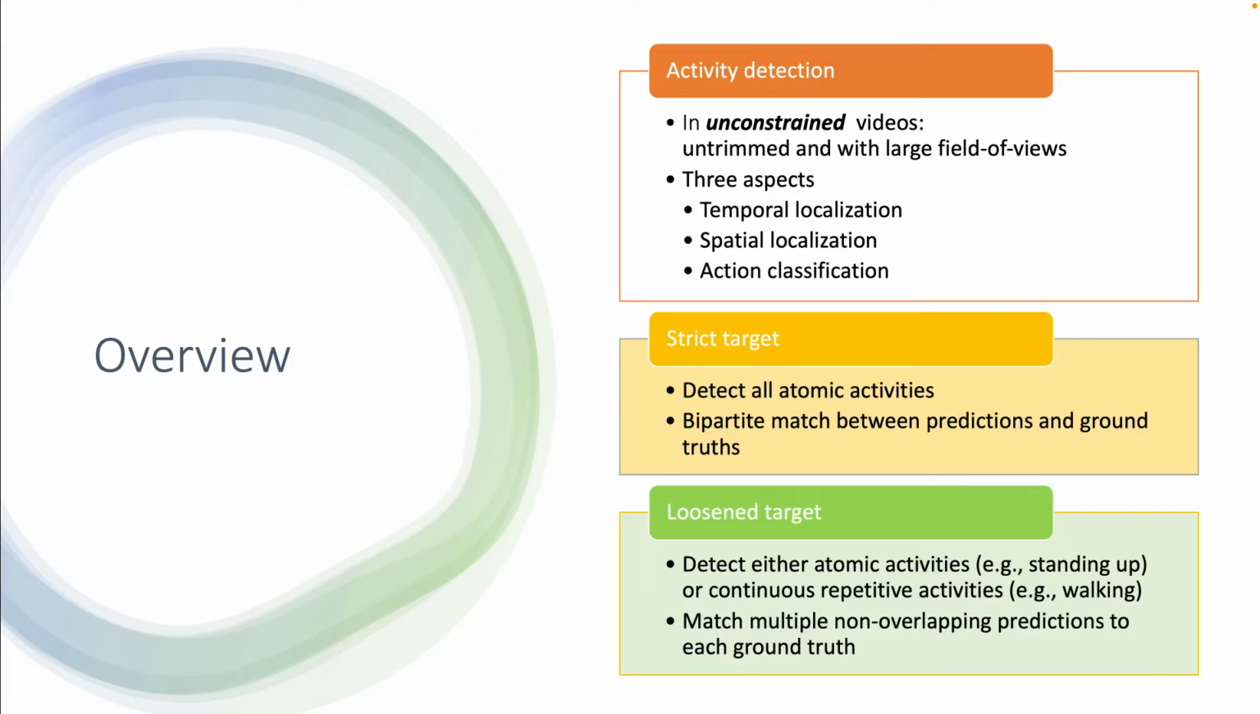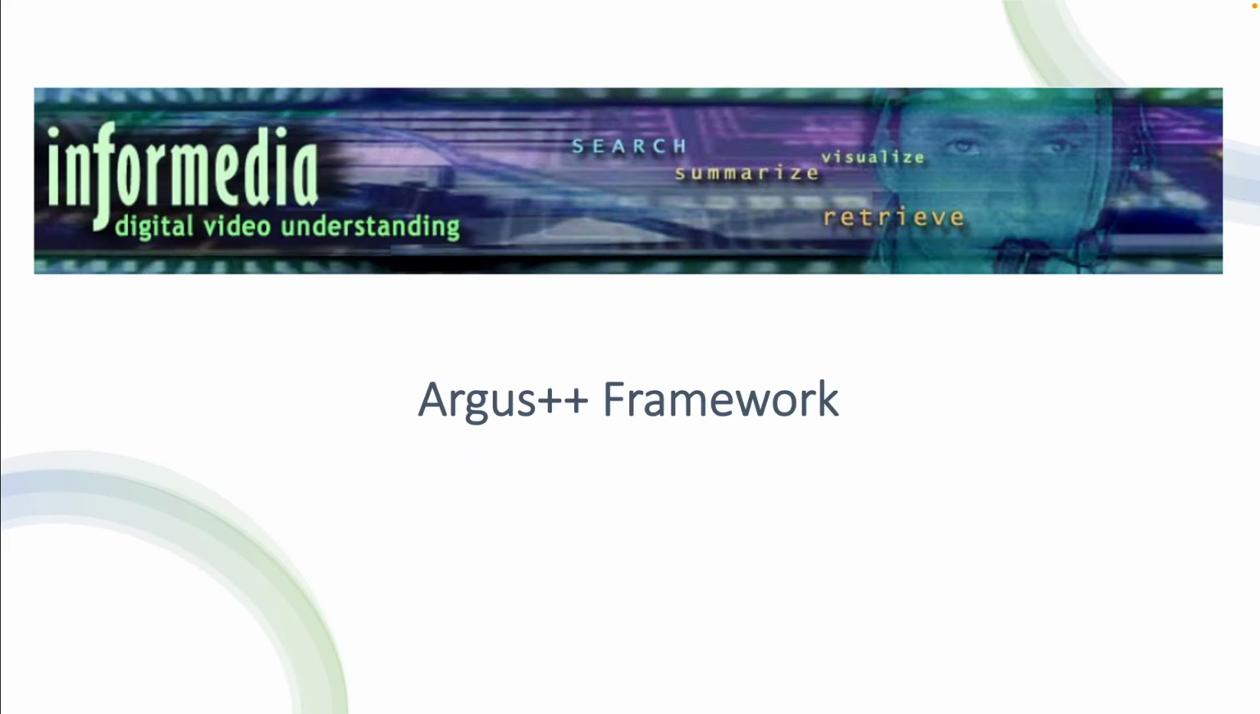But this has been too hard to build a useful system, so there has also been proposed a loosened target, where the system detects either atomic activities such as standing up or continuous repetitive activities such as walking. And the metric allows matching multiple non-overlapping predictions to each ground truth. We will cover experiments in both these targets in the following sections. So let's begin with the Argus++ framework design.